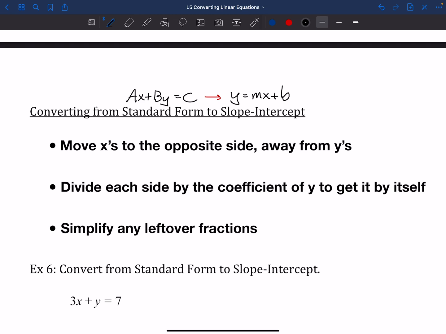Then we want to divide each side by the coefficient that's attached to our y in order to get that y by itself, right? Remember that when we're trying to get it into slope-intercept form, it's like we're just solving for y. After that, we might have some fractions left over. If they do simplify nicely, we do want to simplify those, right? Don't leave 6/2 as 6/2. Change it to 3, right? 6 divided by 2 is 3.